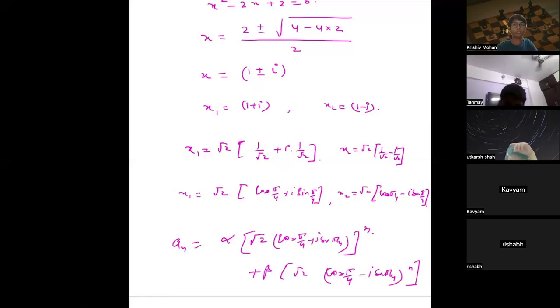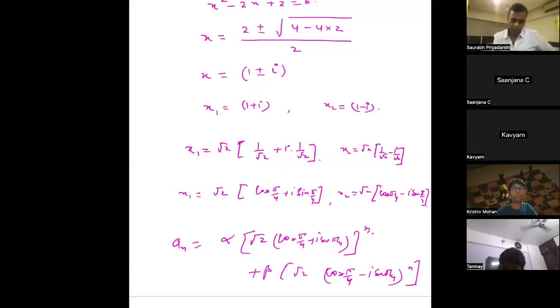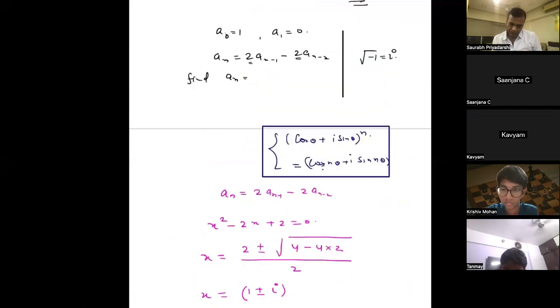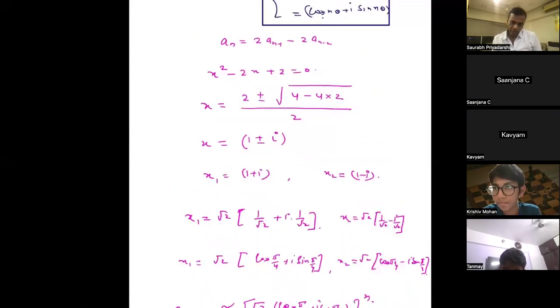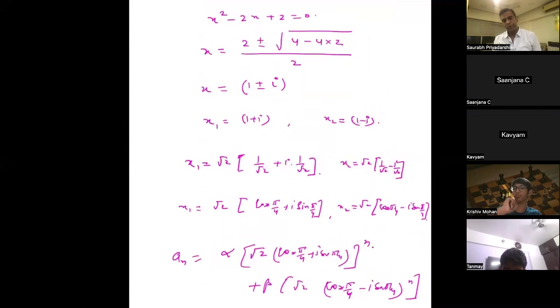Okay, now. a_0 and a_1 were given, I guess. a_0 is 1 and a_1 is 0. So can we convert 1 plus or minus i into cos and sin terms in the end? We have converted this, na? 1 plus or minus i, multiplied and divided by root 2, after calculating alpha and beta.